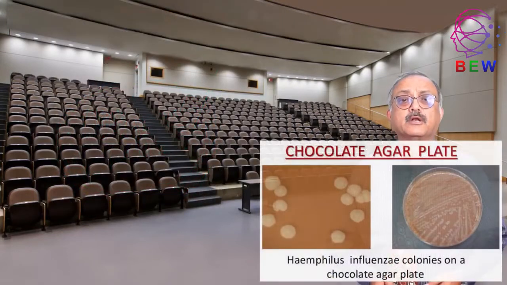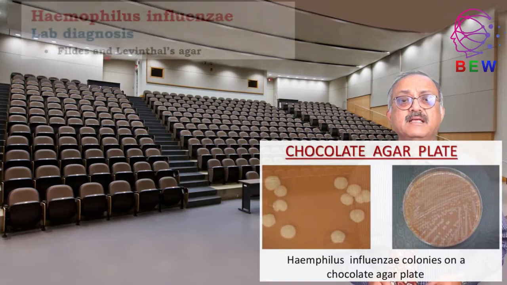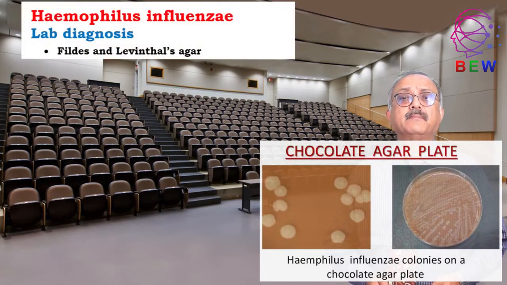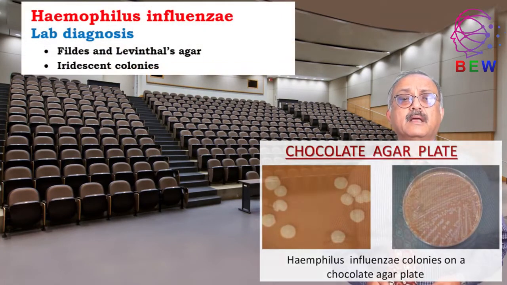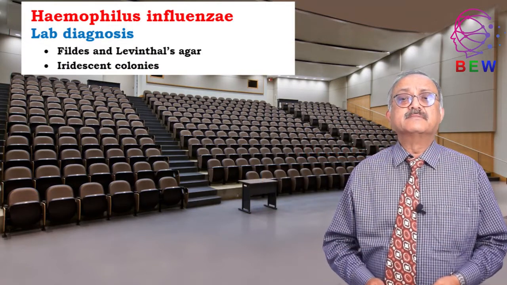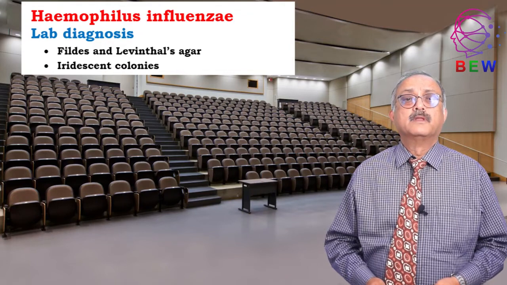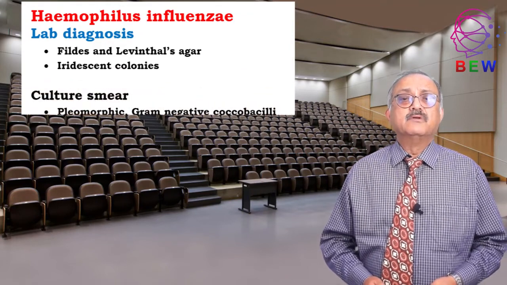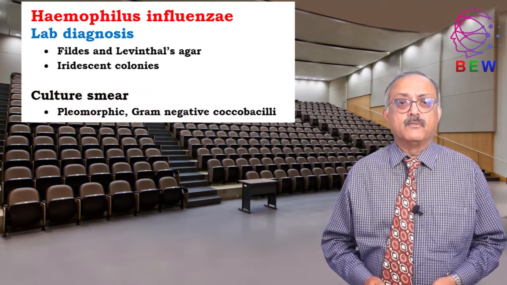In chocolate agar it grows well. Fildes and Levinthal's agar are other media, transport media, showing iridescent colonies. Hemophilus selective media contains bacitracin and sucrose. Culture smears will show pleomorphic gram-negative coccobacilli.